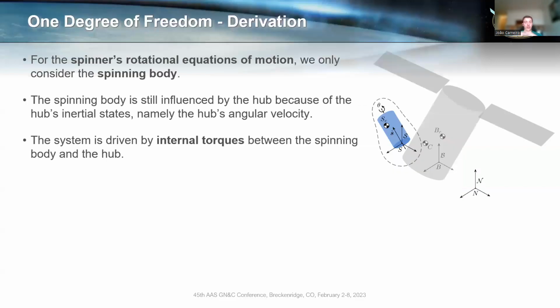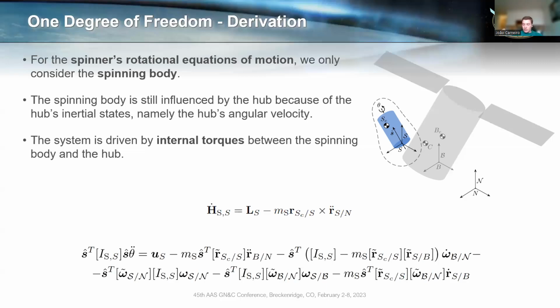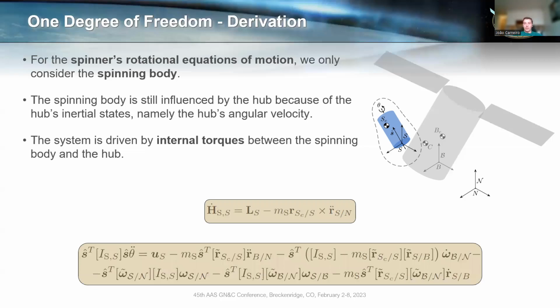And with that, we can actually derive the spinner's rotational equations of motion. Now here, we only consider the spinning body. We don't consider the hub. However, the spinning body is still attached to the hub. So the inertial states of the spinning body are impacted by the hub because it is connected through it. And in this case, the system is actually driven by internal torques between the hub and the spinning body. And we arrive at these equations. Again, H dot equals L, pretty standard, and we get to this final equations of motion.